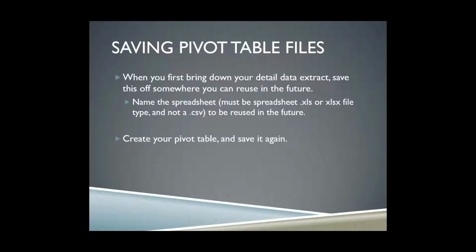As I mentioned before, if you bring down a CSV file version and you create your pivot table, and you ever save it again as a CSV, depending on which tab you are on, it will only save that tab. So you essentially could lose the pivot table you created, or you could lose the detail extract. Either way, you're losing a piece of the information that is required to be able to do what you need to do.